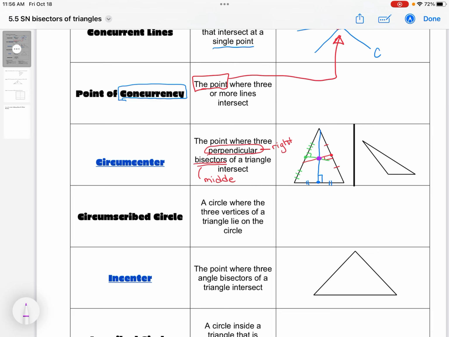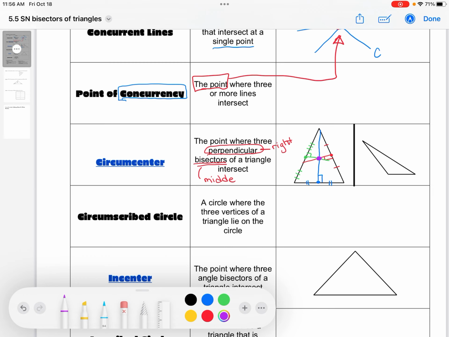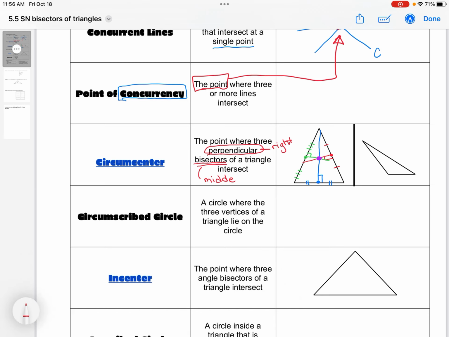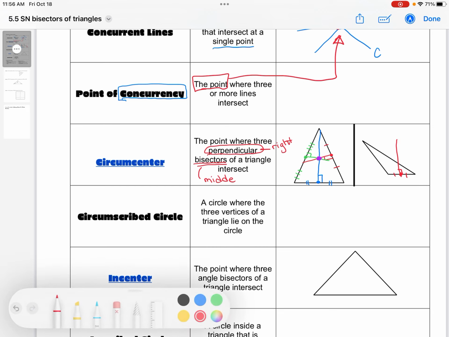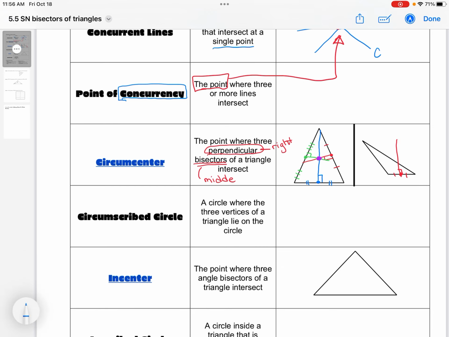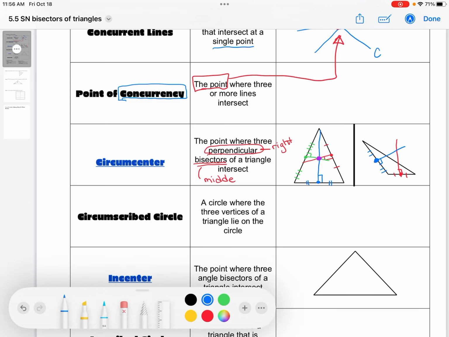It can be inside or outside the triangle. So I'm looking at my other notes and I'm going, oh, I did that wrong. Okay, so it could look like this. If this is the middle, so these are equal, and I draw a line straight up like this. Okay, and then I draw another perpendicular bisector on this line. I'm gonna keep doing this wrong. This line would go like this.